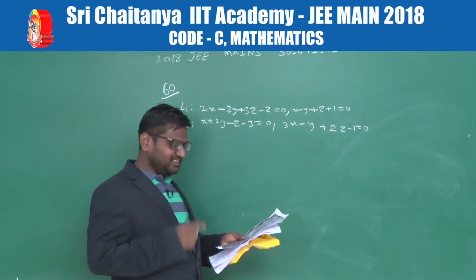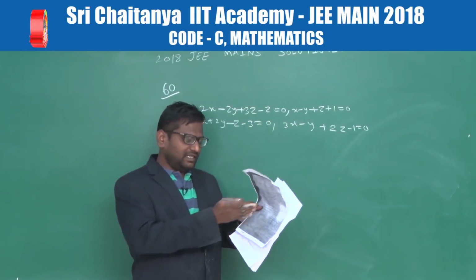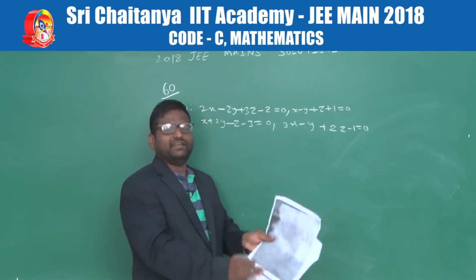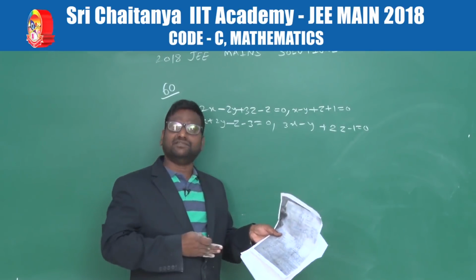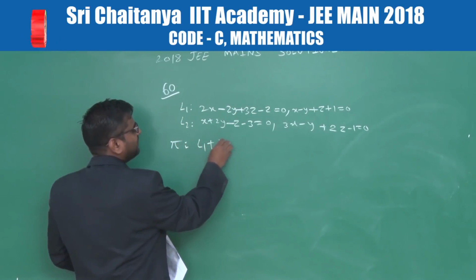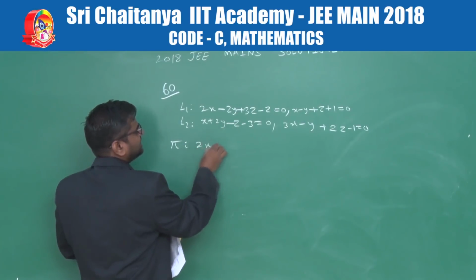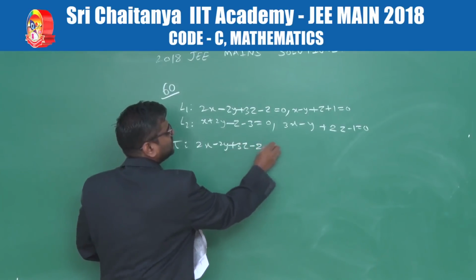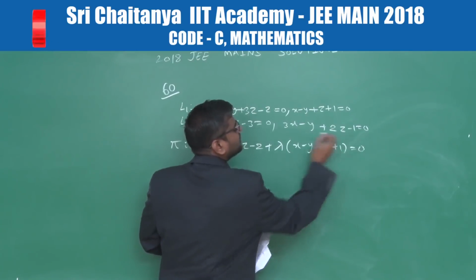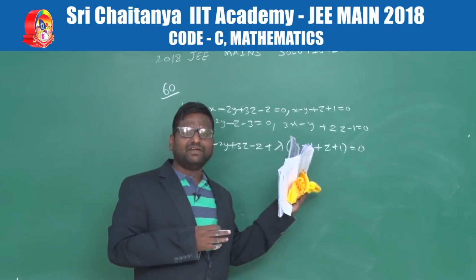We can do one smart method here. We see there are two planes here and there is a line of intersection, and there is one more set of two planes, with a line of intersection. We want the plane containing this line of intersection and this line of intersection. So what we can do, we can assume our required plane as 2x minus 2y plus 3z minus 2 plus lambda into x minus y plus z plus 1 equal to 0, using the concept of family of planes passing through the intersection of pi 1 and pi 2.